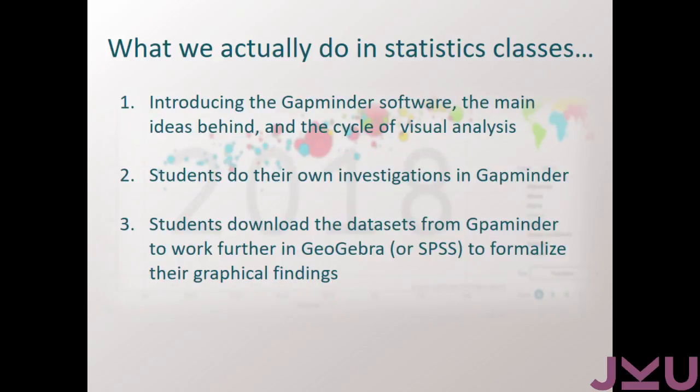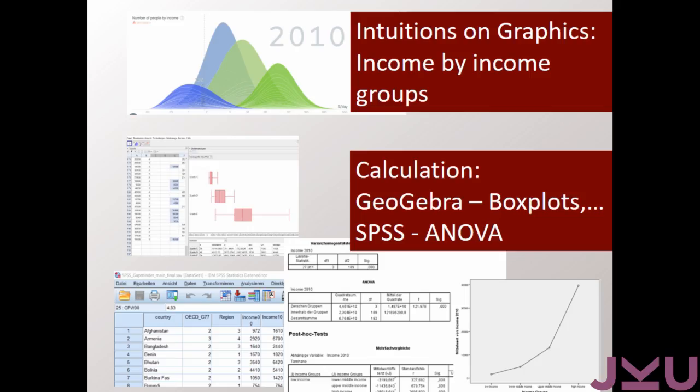And this is what my project is. So first we introduce the Gapminder software, then we do some investigations with the Gapminder software and with some graphical representations. And third, we download the data sets from Gapminder. You can download the data sets, and we work further with them in GeoGebra or SPSS. Graphically, it's looking like this. There we have the Gapminder data. It's income by income groups. And then we work further with the data.